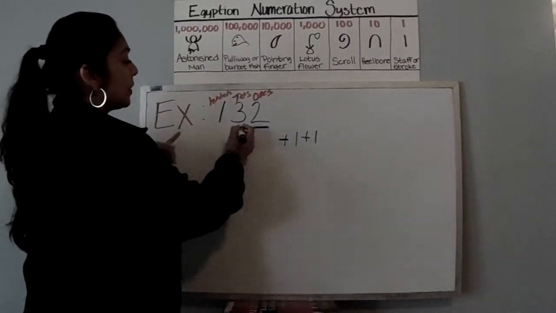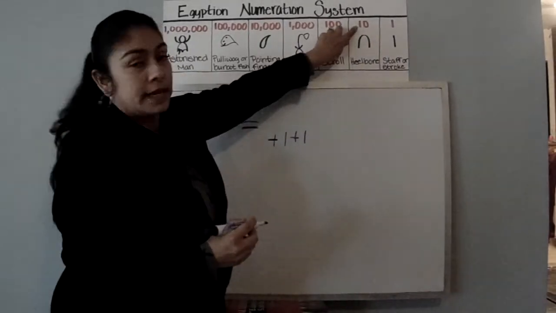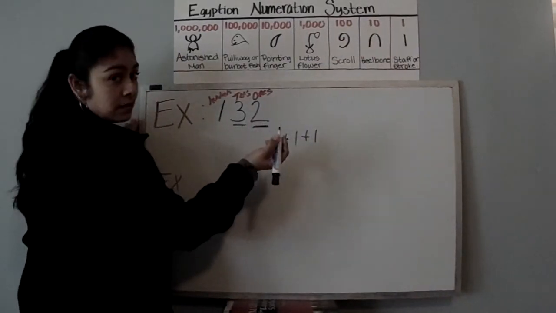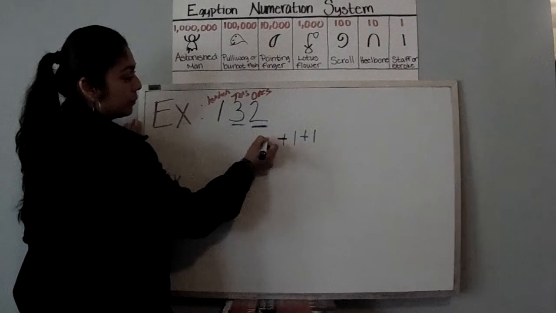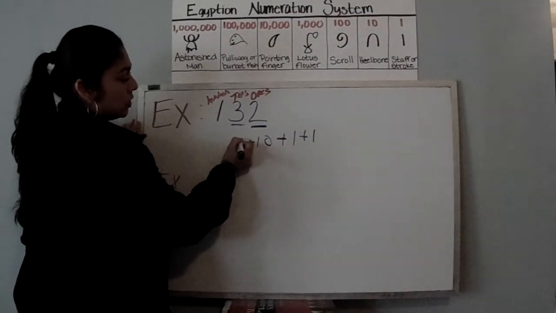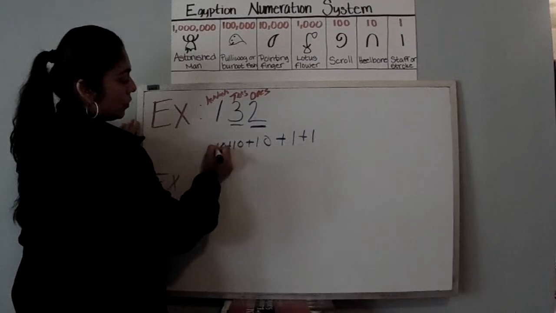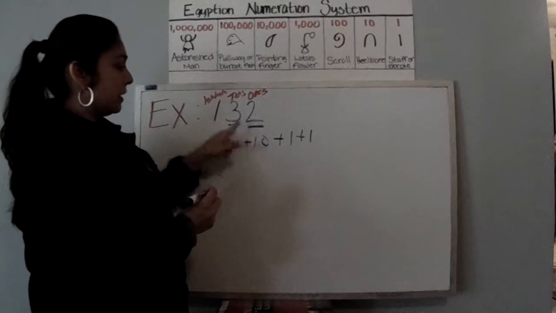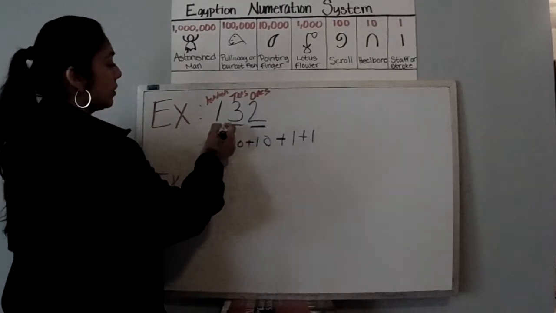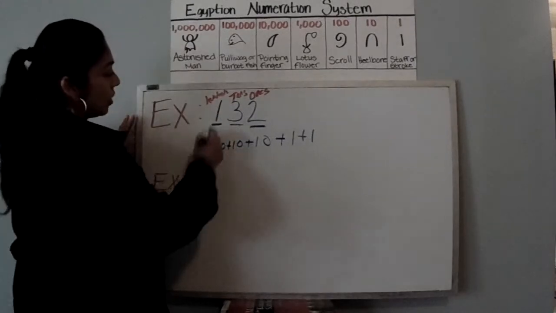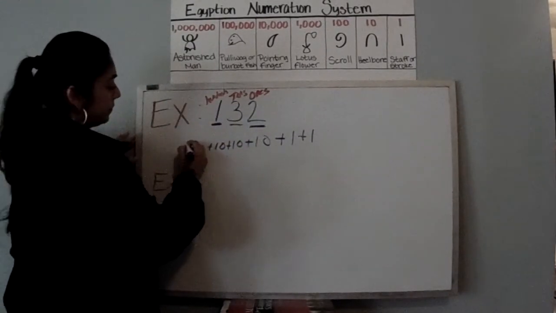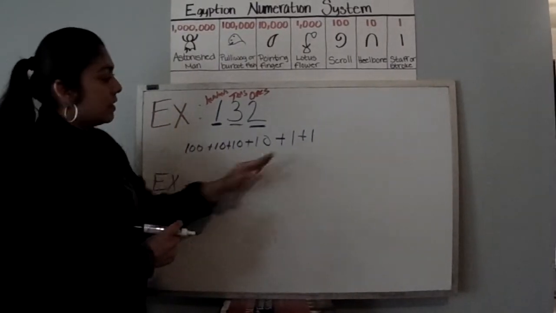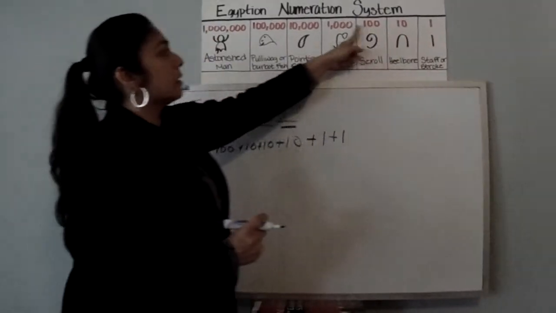Now we have the 3 in the tens place, right? And so what we're going to do is we're going to write 10 3 times. So we're going to put 1, 2, 3. 3 tens, because there's 10, 20, 30. There's your 30. And we go to the next number. It's in the hundreds place. So how many hundreds are we going to use? Just 1. Right there.